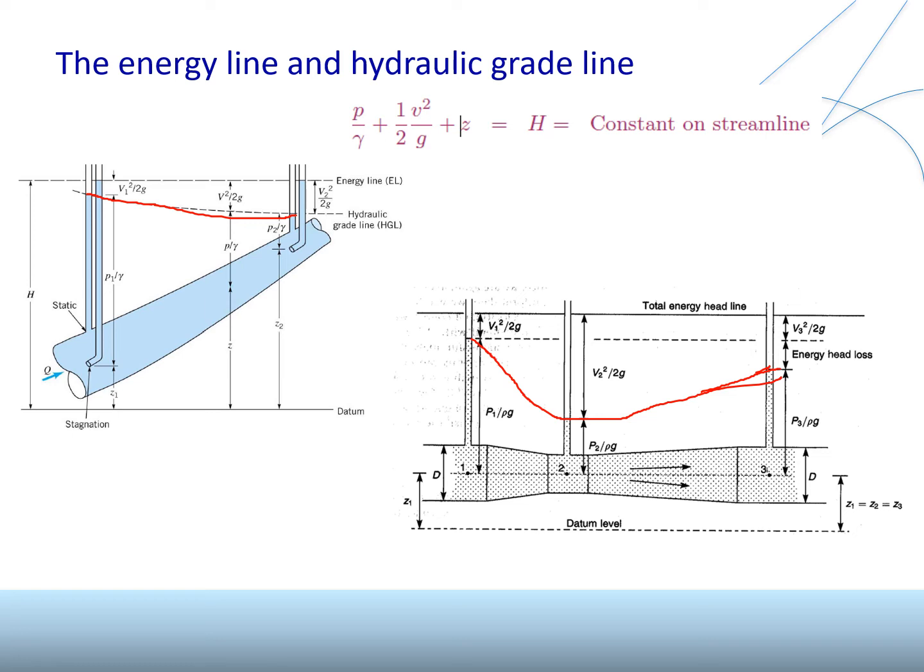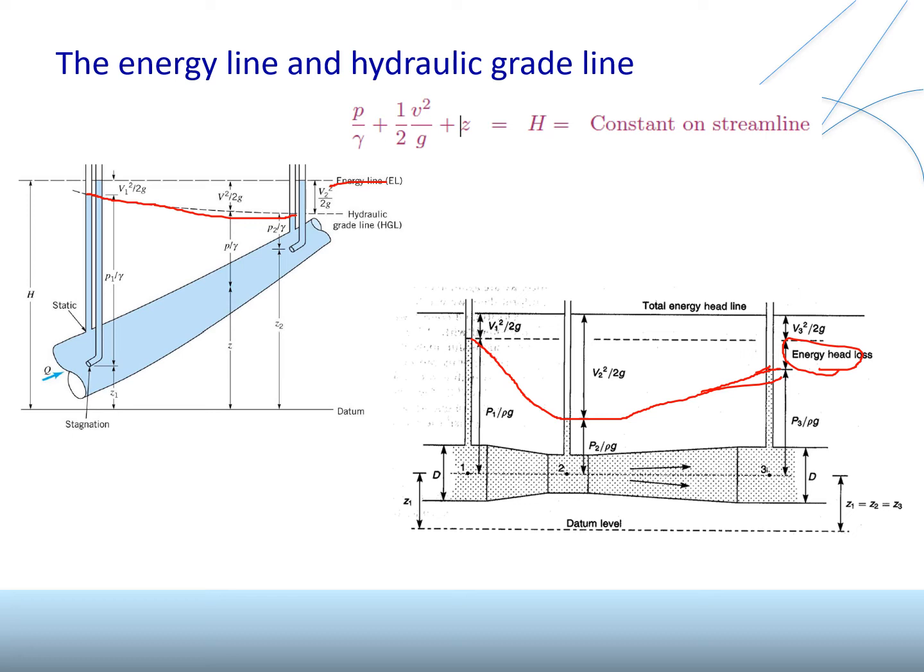So there are a few important points to remember. First, the energy line will be horizontal. So the total energy line is horizontal along the streamline, provided there is no head loss. Or you need to include the head loss in your calculation, like this. If you add the head loss also, then the total energy line will be horizontal.